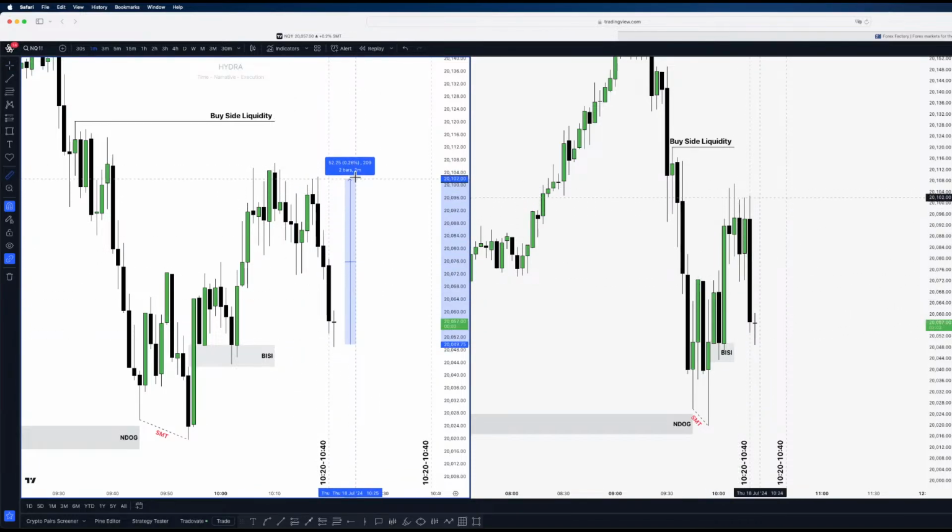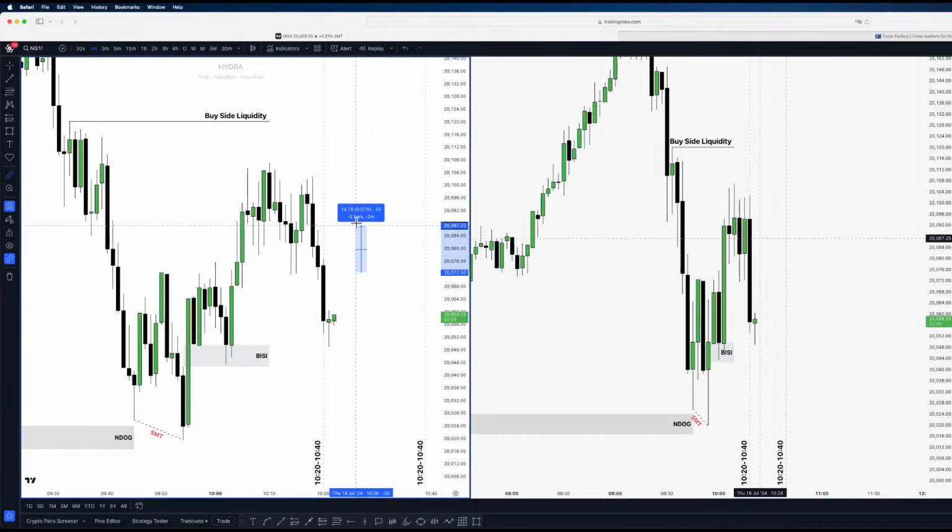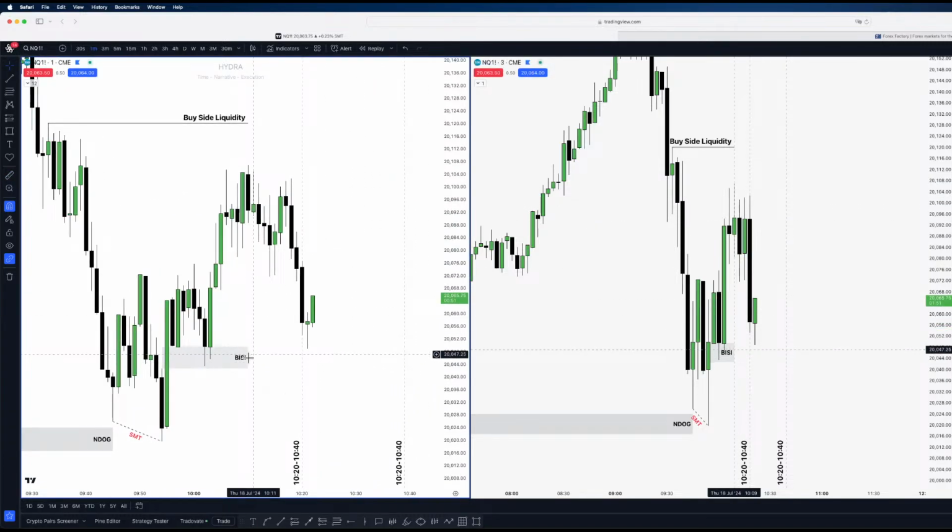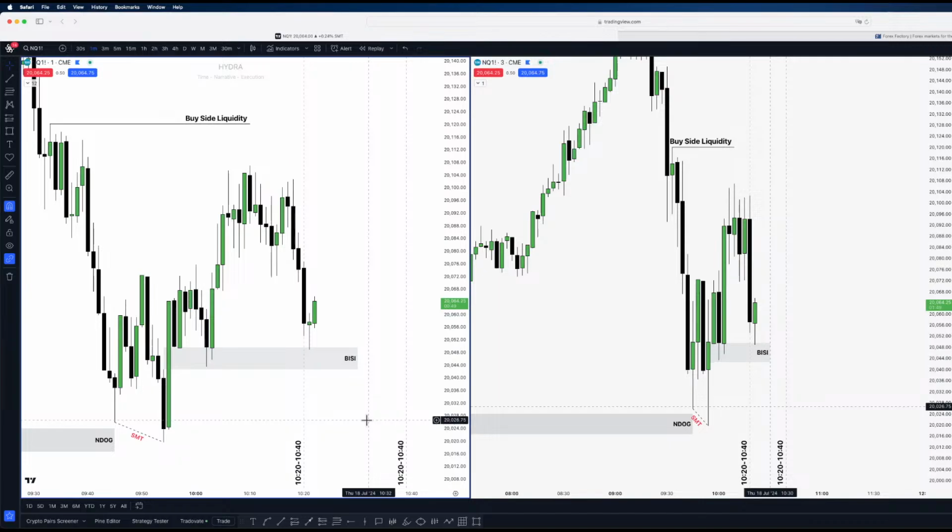That was a move from this fair value gap, 50 points, and from this breaker, I think 1-to-1 was very nice, right? 1-to-1 would have given us 100 ticks. Still, do we have a SMT? I think we have a SMT or something here. Possible SMT.